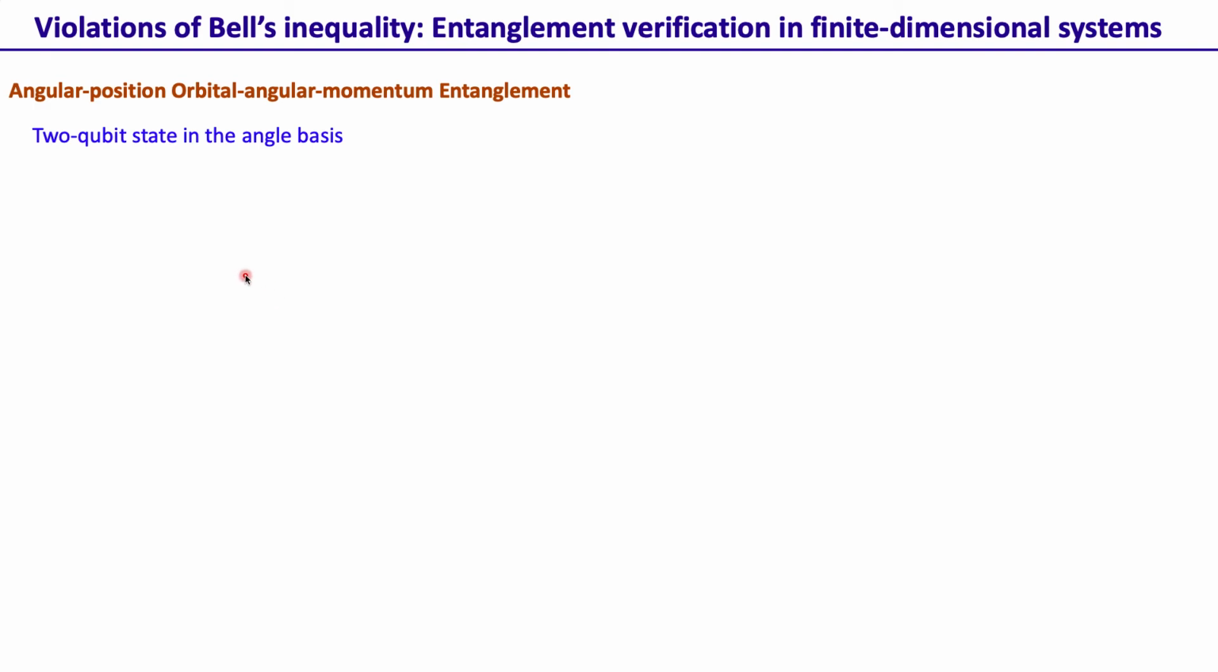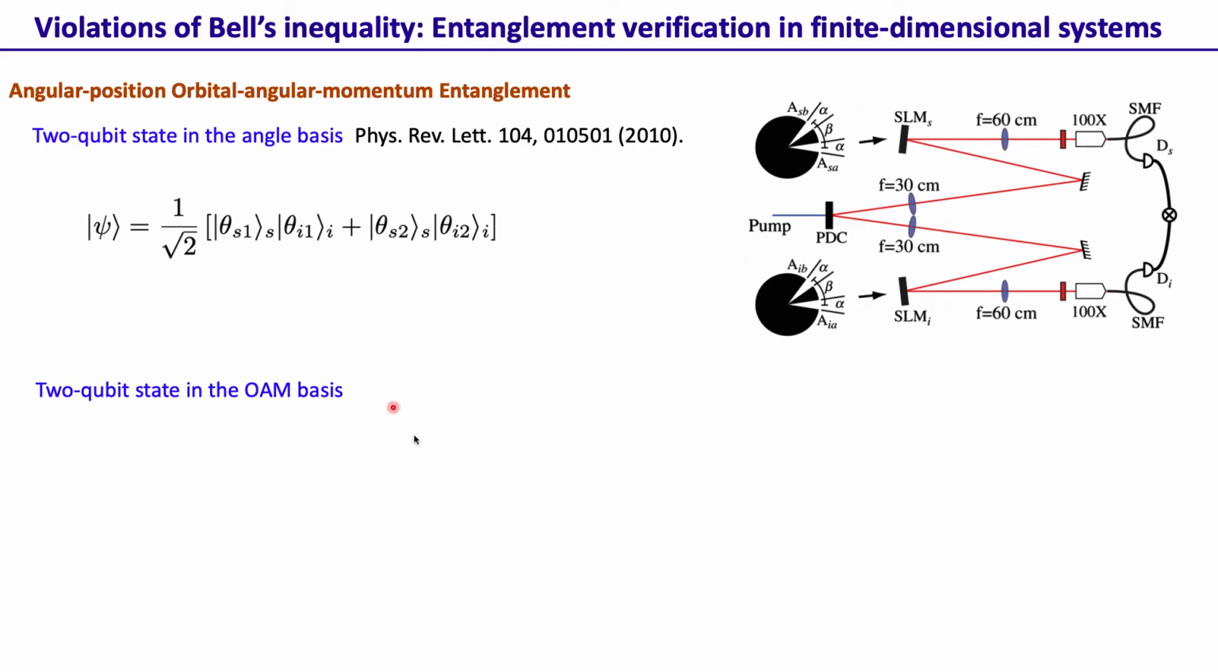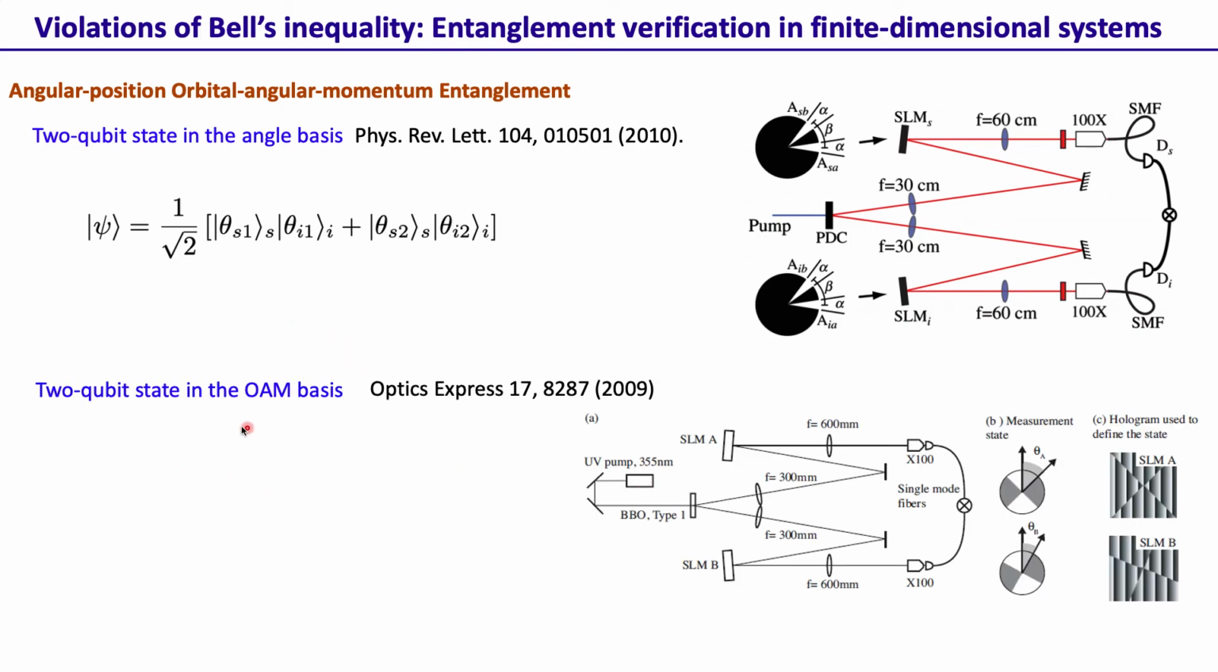Finally, we can have a 2 qubit state generation in the angle and orbital angular momentum basis. Here, instead of putting that double slit, we can put a double angular slit, and thus define the qubit space. And finally, we have this 2 qubit state in the orbital angular momentum basis.